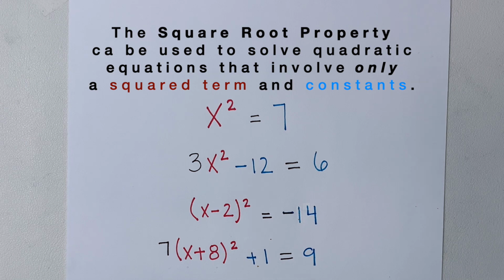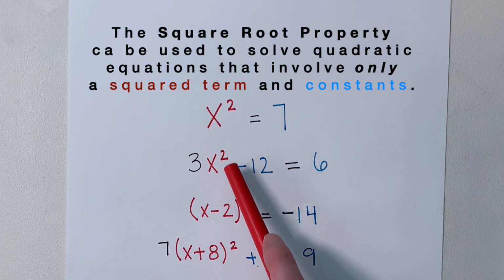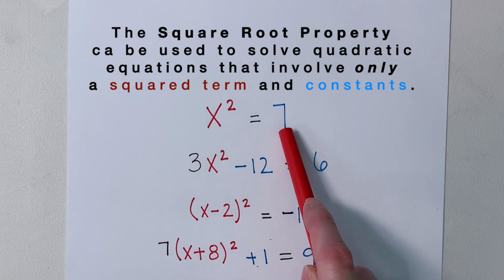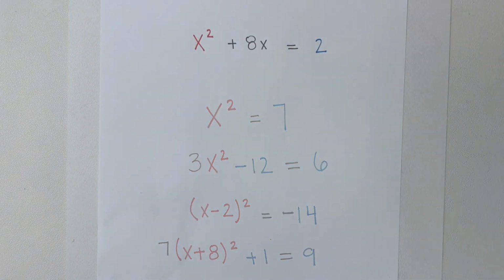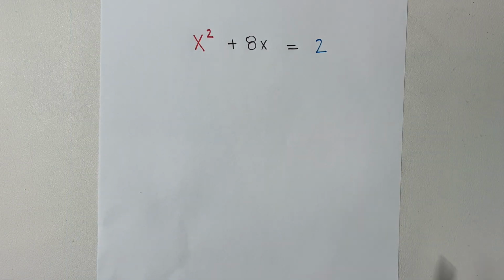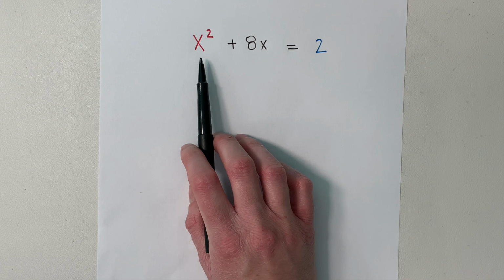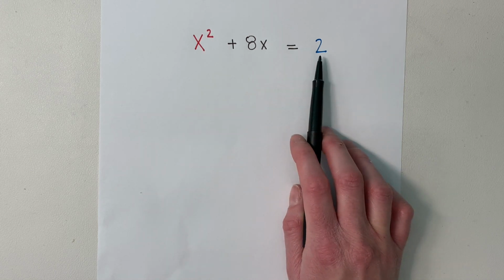So we can use the square root property for problems like these that involve an x squared term and a constant or multiple constants. You cannot use the square root property if your quadratic equation involves any other x's in the problem. For example, this is a quadratic equation because it involves an x squared term, and this quadratic equation has an x squared and a constant.